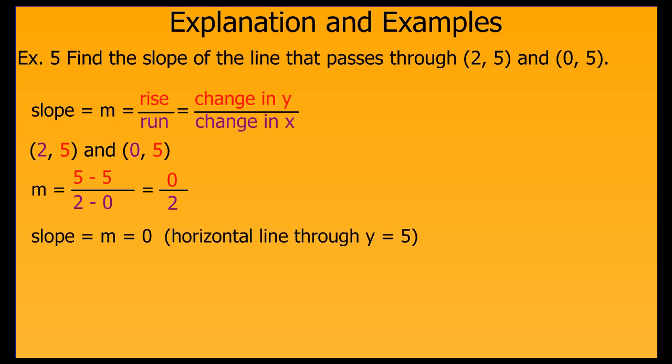As you picture what a slope of 0 looks like, you should be able to see that this would be a horizontal line through y equals 5. All horizontal lines have a slope of 0 because they don't rise.